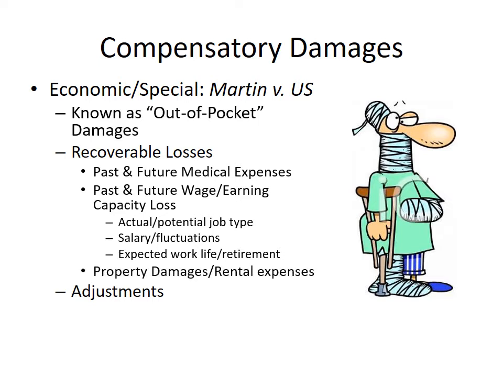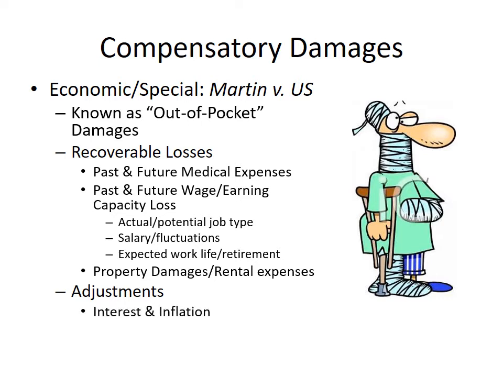Of course, if there is property damage, like perhaps in the Martin case, the motorbike was destroyed, that could be compensated for. That is, the value of it could be given to the plaintiff. But also, if there are other economic expenses associated with the property damage, like perhaps having to rent another vehicle to replace the one that had been destroyed, that would be compensable as well.